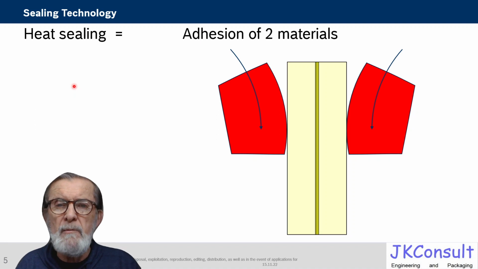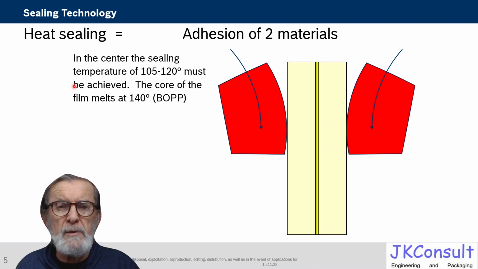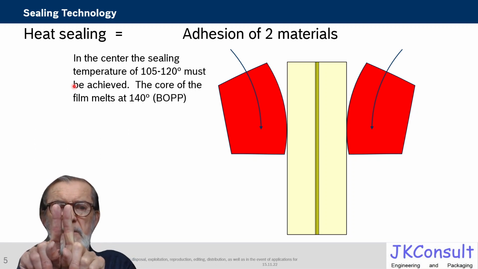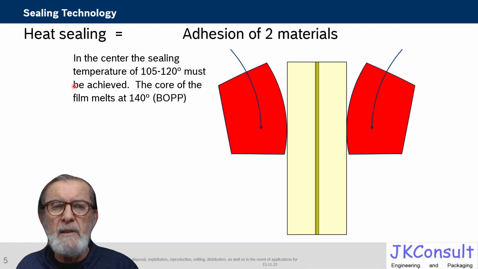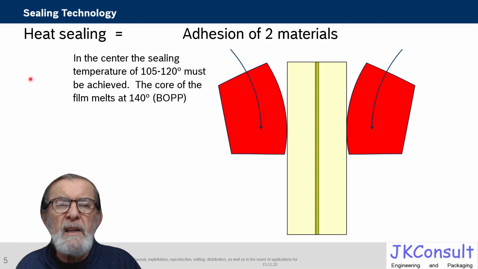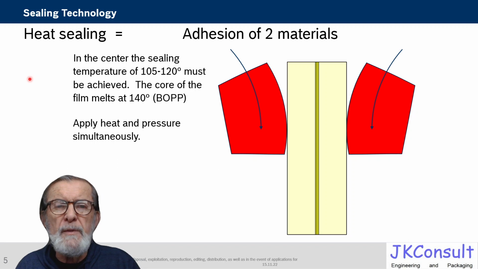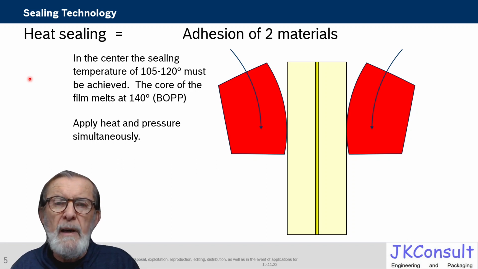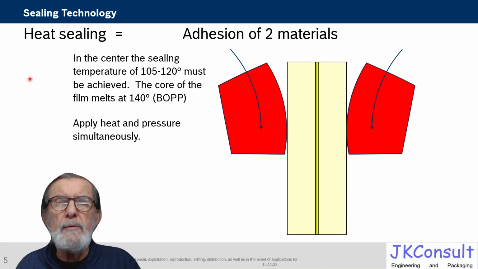Now, if we go to heat sealing, in heat sealing we have adhesion. We're not welding, we have adhesion. So there are generally rotary crimpers, as shown here, that have a temperature, and I have to reach it in the center where those two materials touch. In that center I have to reach something like 105 to 120 degrees to achieve that attachment. Now be careful, the film melts at 140 and you have to transport heat through the film.